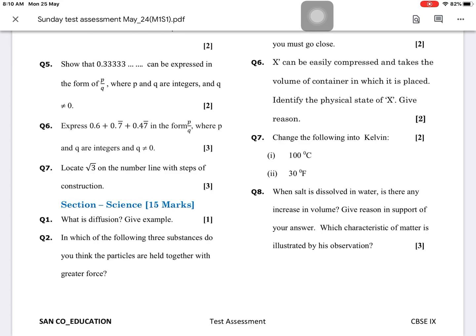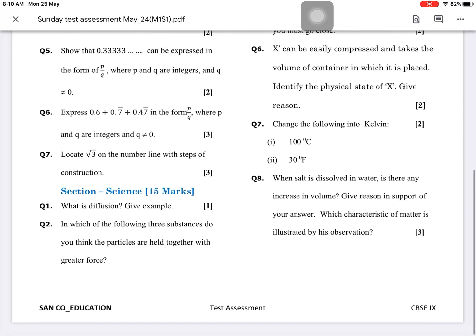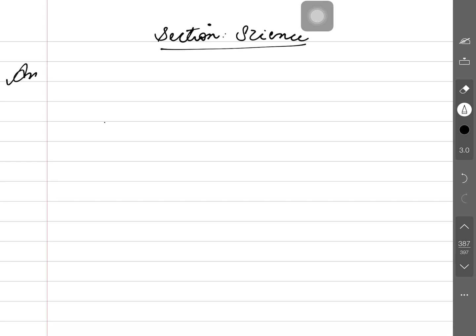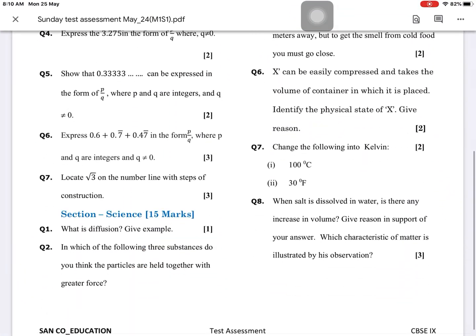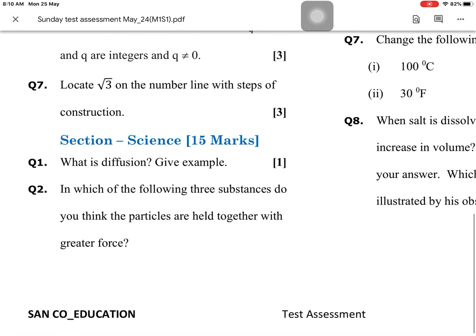Now the science section you may see right now. What is the science section? The science section is to be solved here. Okay. Answer. What is the first answer? You may say the answer. Question: what is diffusion? I give an example. Diffusion, I gave the definition.